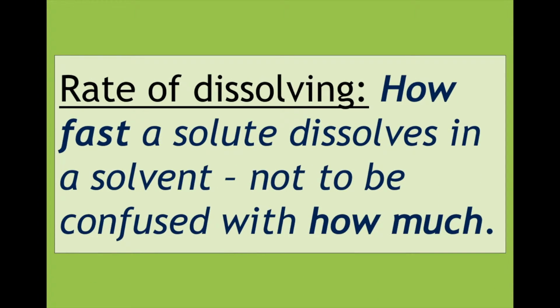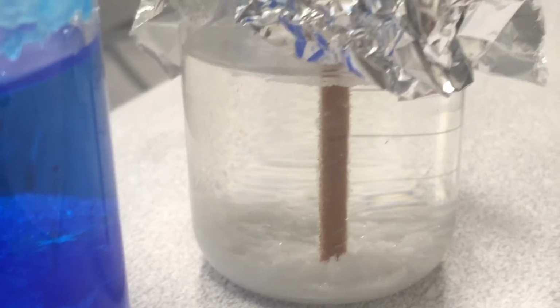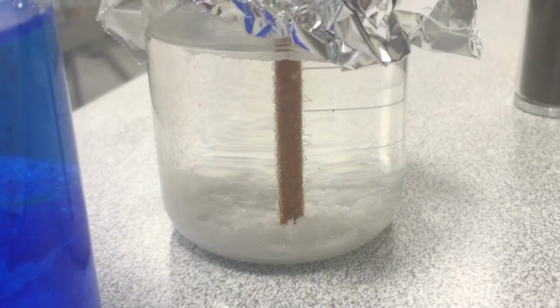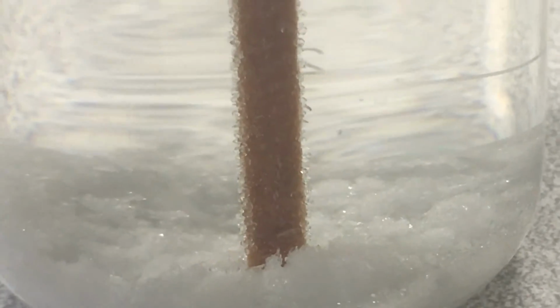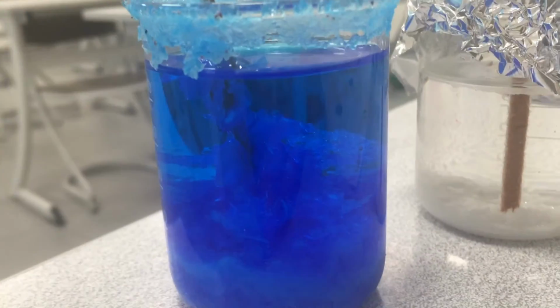All right, so rate of dissolving. That is how fast a solute dissolves in a solvent. Sometimes a solute will dissolve really quickly, like in this case where I was dissolving the copper sulfate. And then there are some cases where it takes forever to dissolve, where we heated this salt water solution up. This is just table salt. And it just never dissolved. It was not hot enough. Salt is not very soluble compared to this chemical.